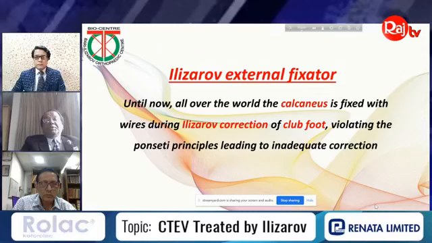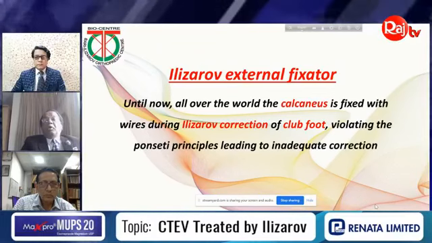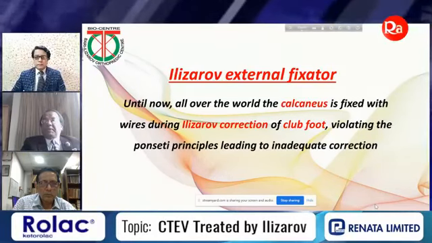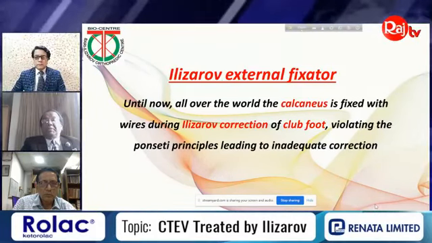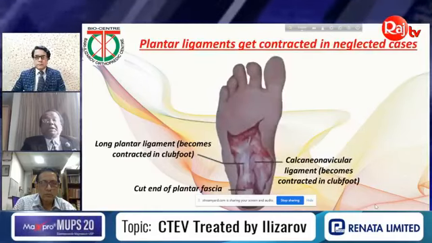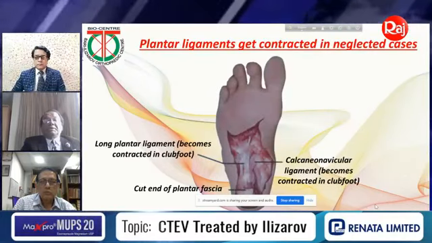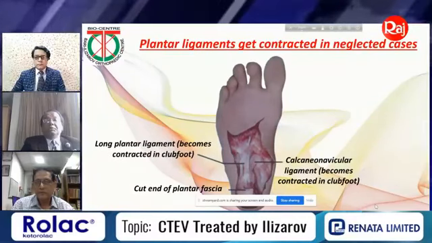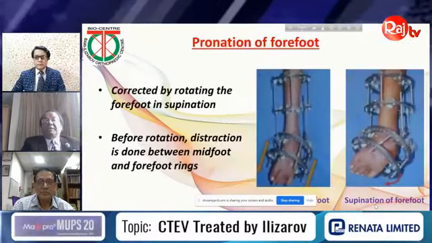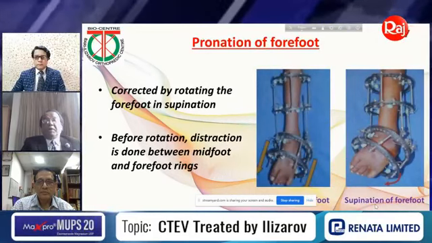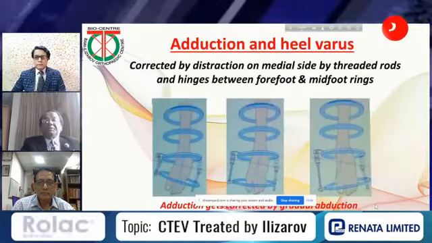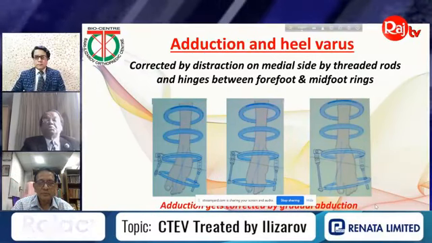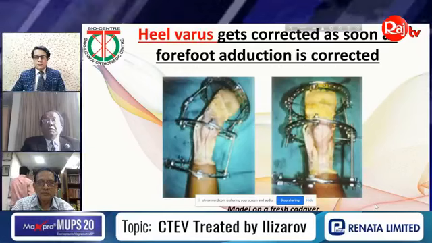So when you are putting the Ilizarov, until now, all over the world, the calcaneum is fixed with the wire during Ilizarov correction of the club foot, violating the Ponseti principles, leading to inadequate correction. So in cadaveric, you can see here how the ligaments get contracted in neglected cases, pronation of the foot, how we can correct, usually see. And this is the adduction and heel correction. Very simple. Put the hinge, two rings up, and gradually you distract.